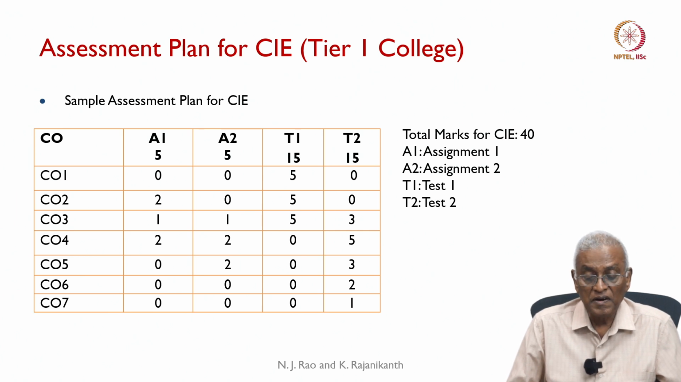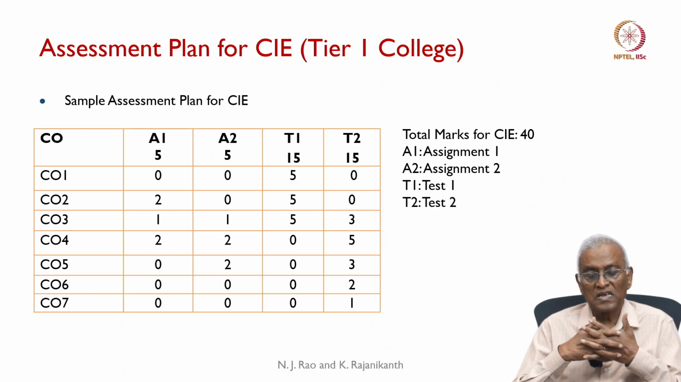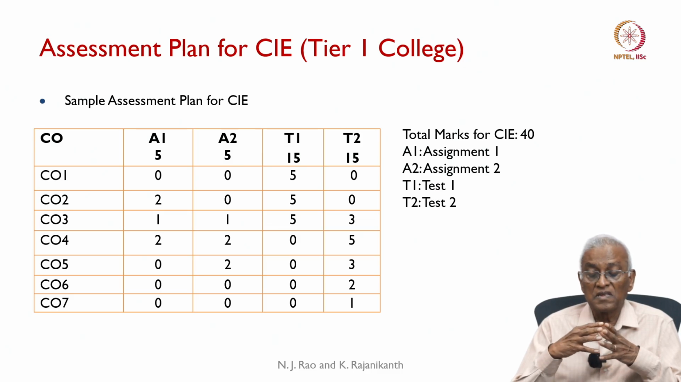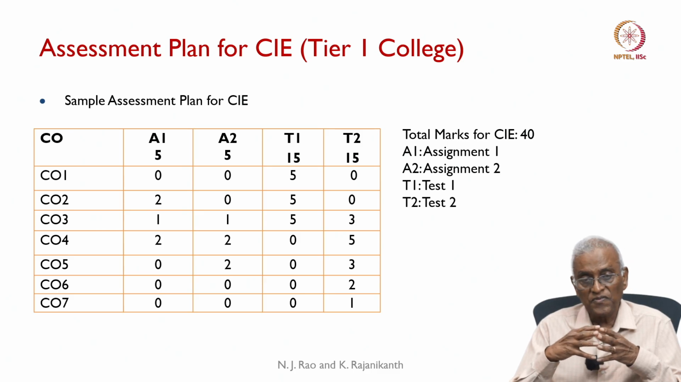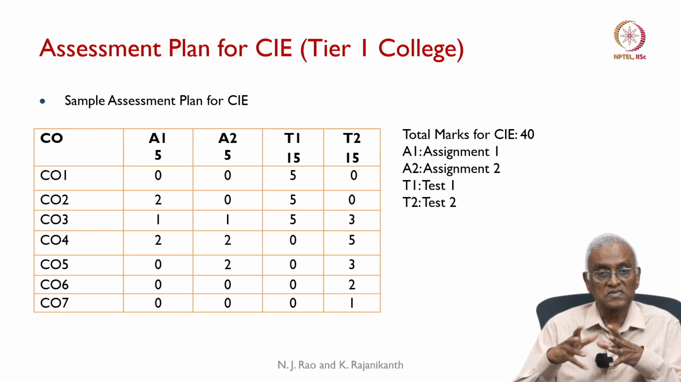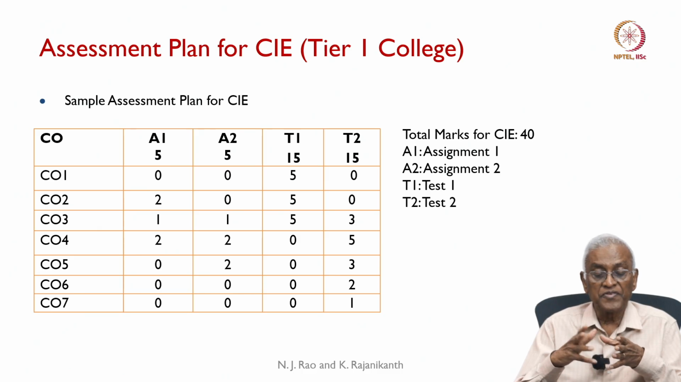Now let us look at the assessment plan for CIE. What is the assessment plan? First of all, I am making an assumption of 40% marks for CIE and 60% for SEE. So these 40 marks are divided into 2 assignments and 2 class tests. Each assignment carries 5 marks and the 2 class tests take 15 marks each. So you have a total of 40 marks allocated to CIE.